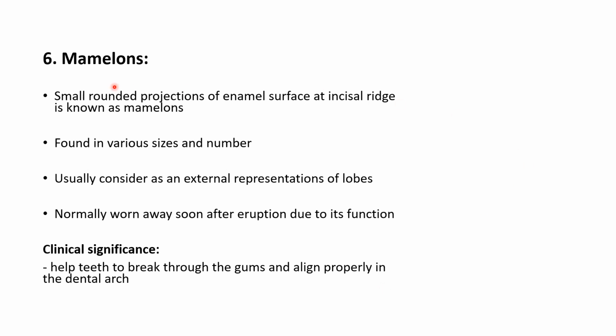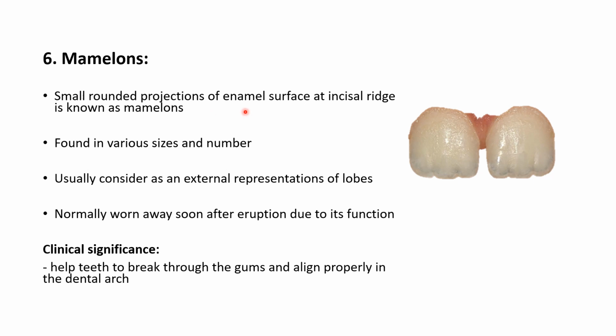Now next is the mamelon. What are mamelons? Mamelons are round, small projections of enamel at the incisal ridge. These are round protuberances present on the incisal edge of the tooth, especially in newly erupted teeth. They are found in various sizes and numbers. They are a representation of the lobes also, and are normally worn off soon after eruption due to function. Once the tooth starts functioning, they disappear.